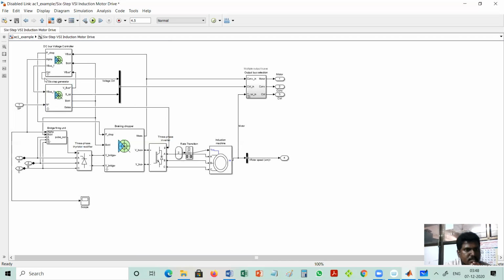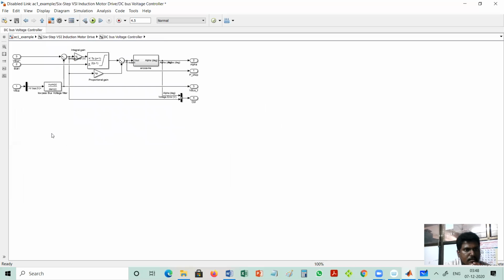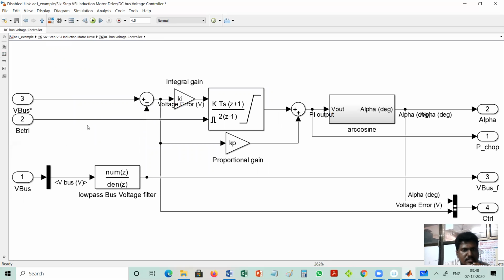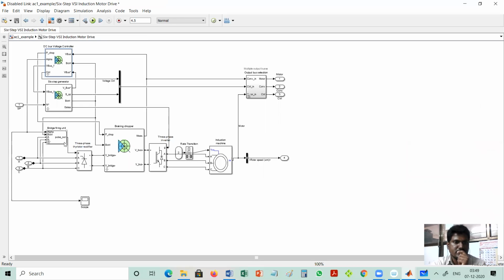The DC bus voltage regulator I will show you. The Vbus, which is generated from the frequency command, is given to this PI controller. The PI controller's output is the control voltage VC, or V out. That V out is converted into firing angle alpha by using the arc cosine, that is the cos inverse function. So alpha is generated here, and that alpha is given to a firing circuit. This is the bridge firing circuit. In this way this rectifier circuit is controlled.